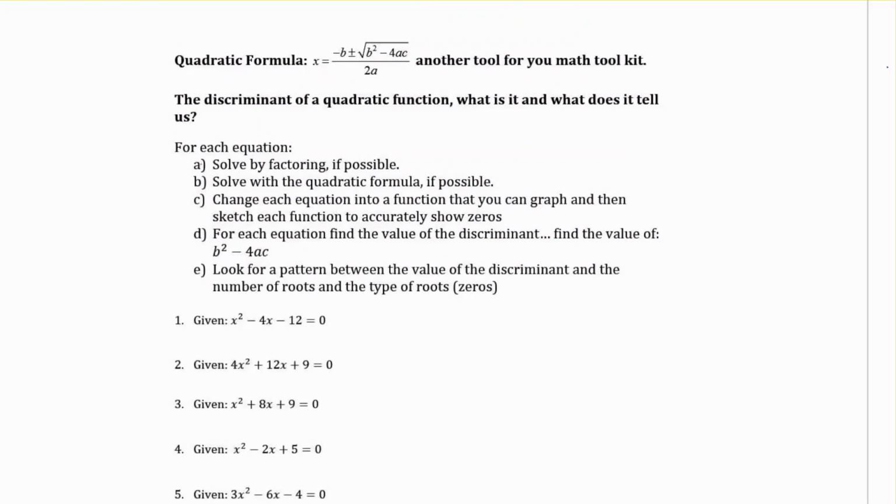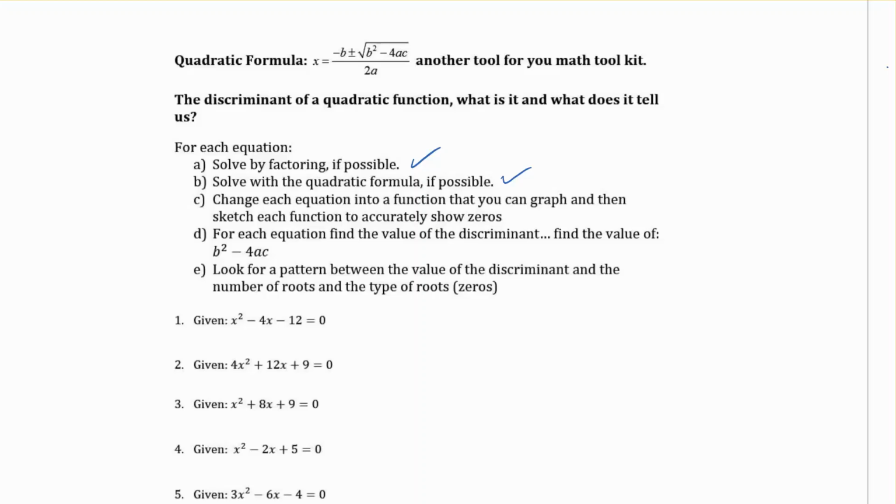So A to E. We know how to do A, if you can do it. Some of these you won't be able to actually solve by factoring, so we'll have to use B, the quadratic formula. And then this one says change each equation into a function that you can graph and then sketch each function to actually accurately show zeros. You guys did this in grade 10, but I'll just maybe go over it quick to remind you.